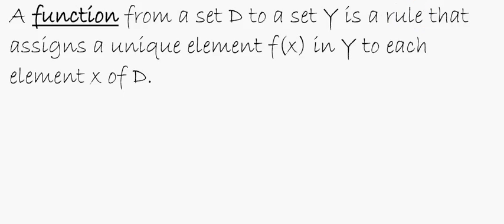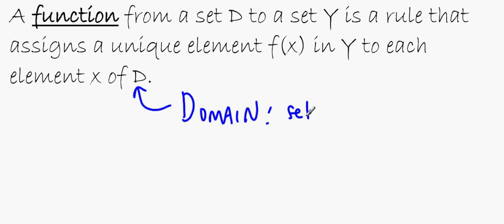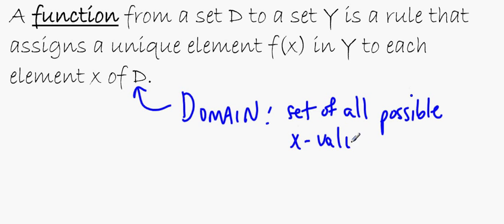Also important to know, this set D is what we call the domain. The domain is the set of all possible x values. Now that choice D is pretty standard. It's domain. It's the set of all possible x values. You are used to that from previous work with functions.